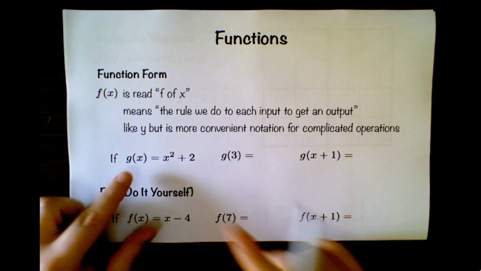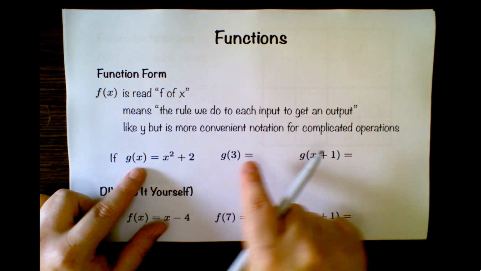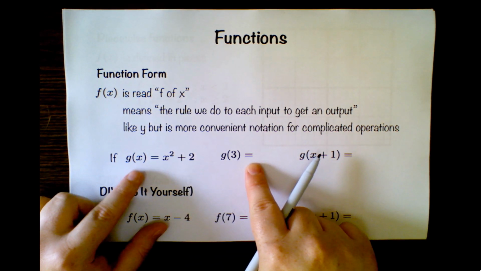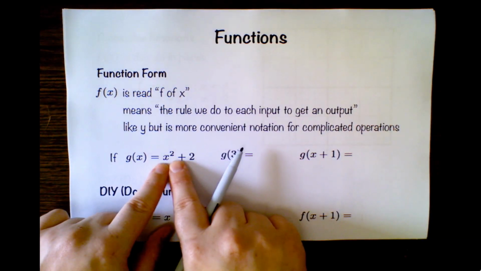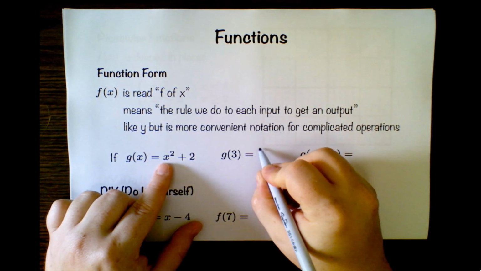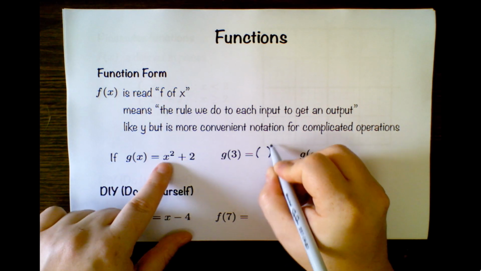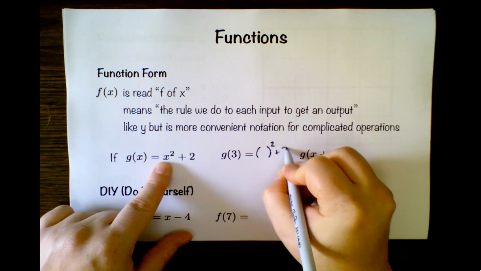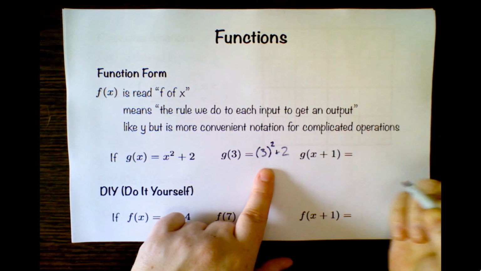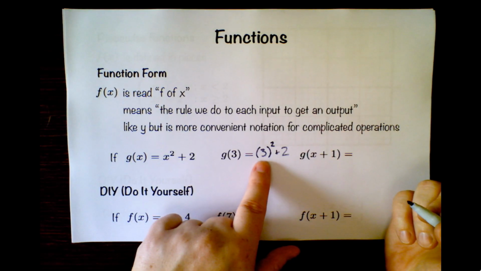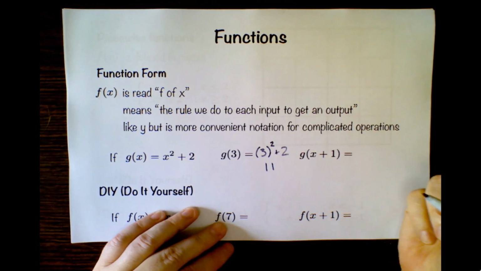Okay, so if g of x equals x squared plus 2, g of 3 is what? Well, all this means is what's inside the parentheses goes where the x is. So I'm going to draw some parentheses, and I've got that squared plus 2. What goes inside the parentheses? 3. So g of 3 is equal to 3 squared plus 2. 3 squared is 9 plus 2 is 11.